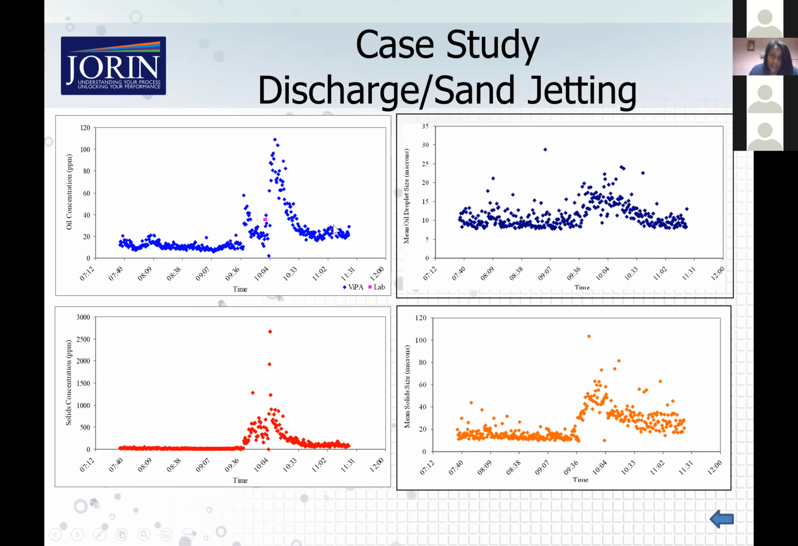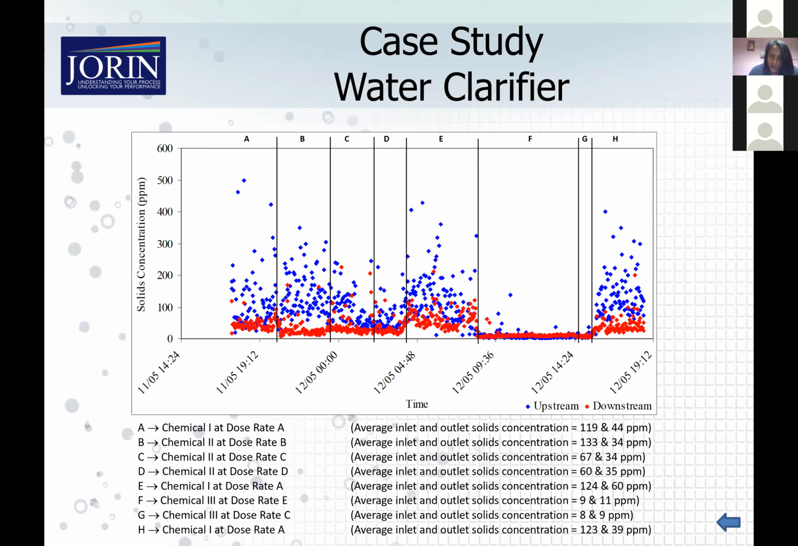So this is another example of where online monitoring is really going to show you what's actually happening in the process and gives you the time and the ability to make the changes that you need to make sure you're not going to overboard or inject out of spec solutions.